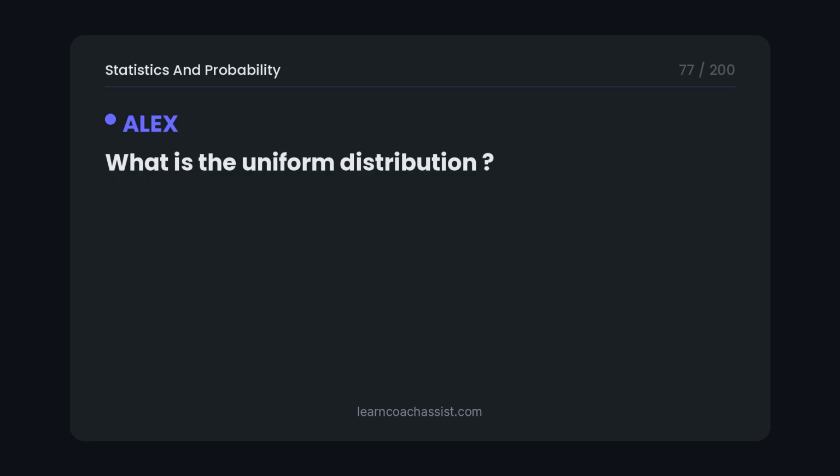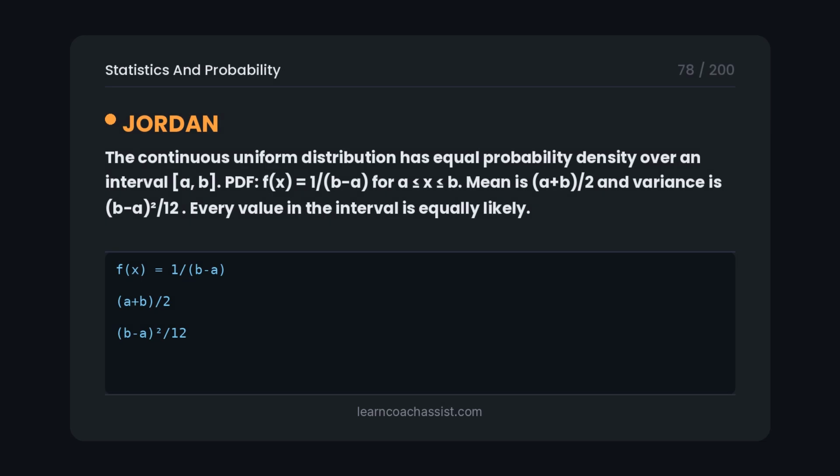What is the uniform distribution? The continuous uniform distribution has equal probability density over an interval [a, b]. PDF: f(x) = 1/(b-a) for a ≤ x ≤ b, mean is (a+b)/2 and variance is (b-a)²/12. Every value in the interval is equally likely.